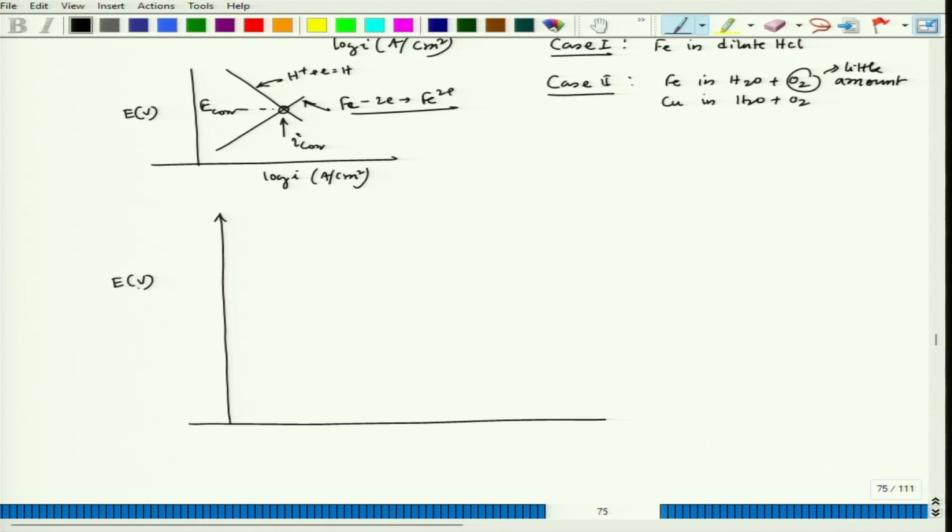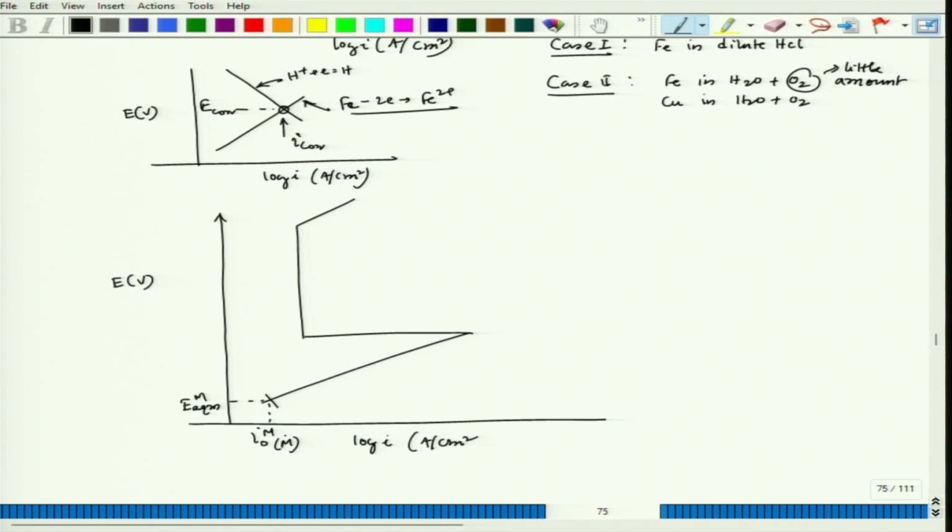This is E in volts, and log I in ampere per centimeter square. Now, let us draw one active passive metal. This is my active passive metal. Let us say this is E equilibrium of metal dissolution, this is I naught on metal surface, and let us say some oxidation process is taking place like this. Let us say it is here.